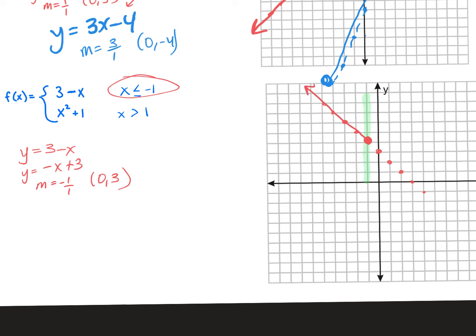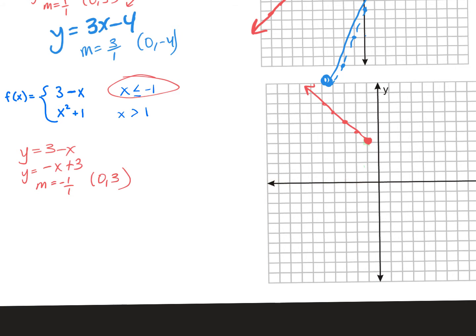I want the x values that are less than or equal. I understand that it's going in a positive direction, but I'm talking about the x values. All of these x values right here, guys, are less than or equal to -1. That's why we want those.